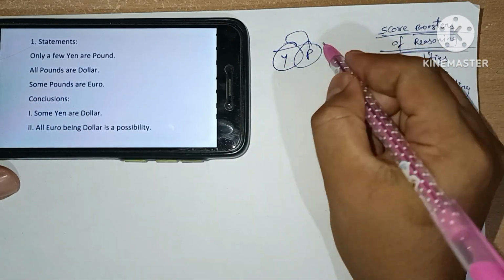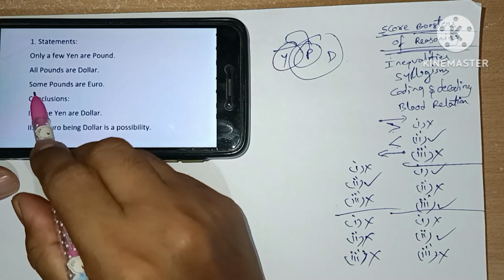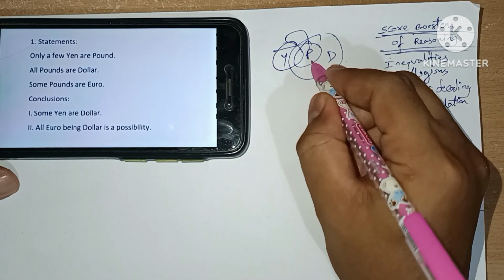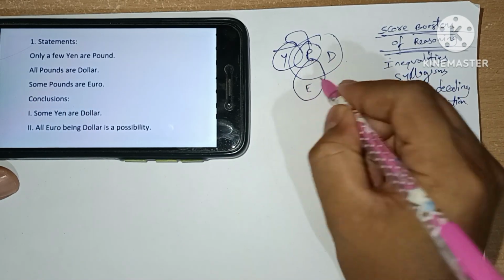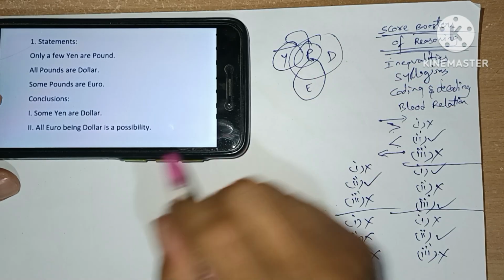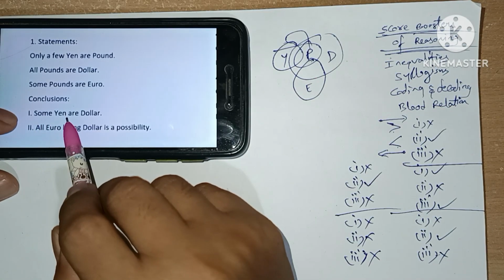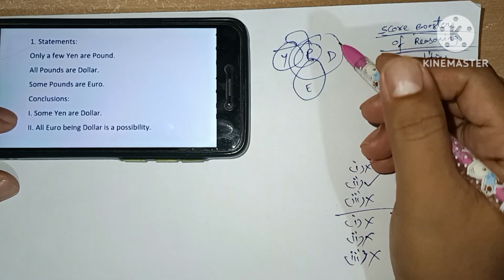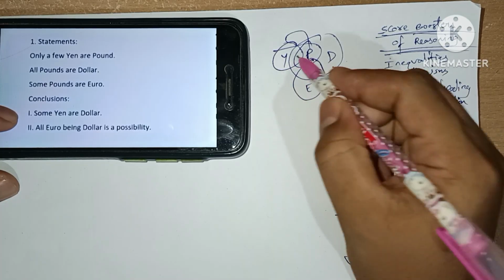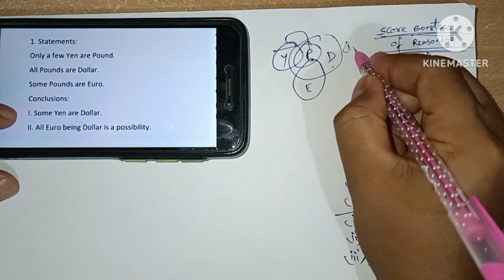All pound are dollar. Some pounds are euro. Okay, this is our basic Venn diagram. Let's see the conclusions. Some N are dollar. Is some part of N sharing with dollar? Yes, it is sharing. So the first conclusion will be true.